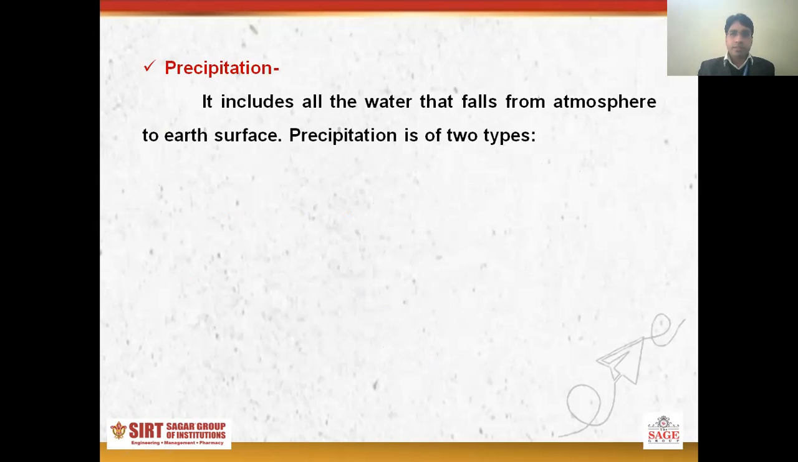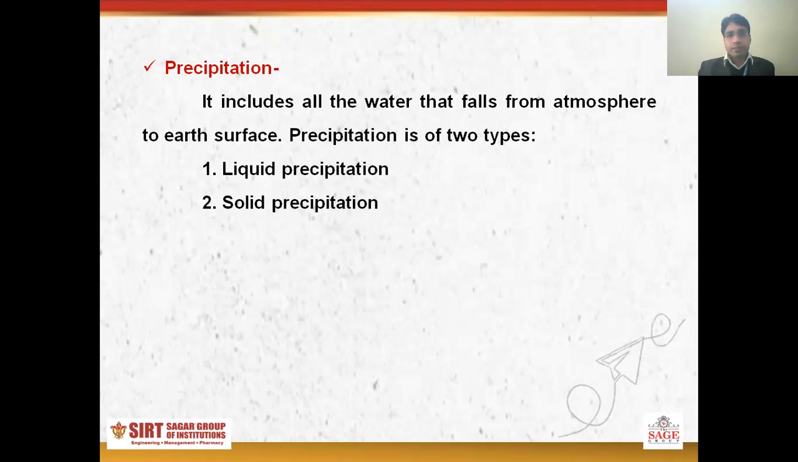It includes all the water that falls from the atmosphere to the earth's surface. Precipitation is of two types, liquid precipitation and solid precipitation. Liquid precipitation means rain. Solid precipitation means hail. And runoff and surface runoff, these are two terms, and both are similar, and some differences are also there. Here we can also discuss these two terms.